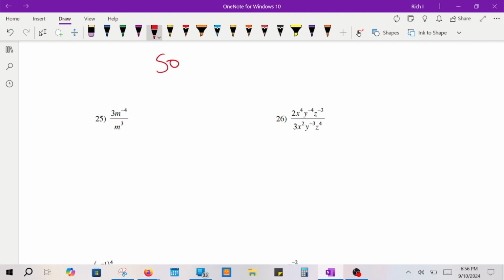Simplifying exponents. So this is on the back side of your test, or on the second page of your test.